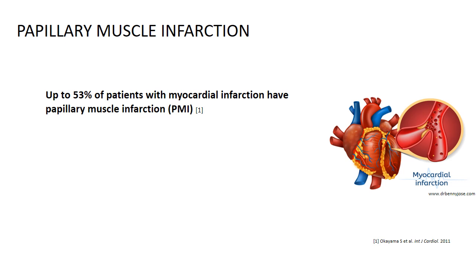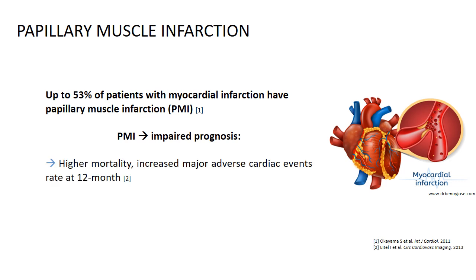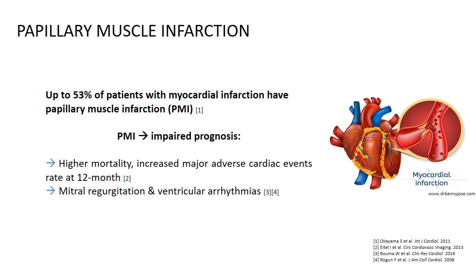Papillary muscle infarction concerns up to 1 out of 2 patients with myocardial infarction and involves an impaired prognosis, as it's linked with higher mortality and increased major adverse cardiac event rate at 1-year follow-up. It's also linked with mitral regurgitation and ventricular arrhythmias, or even rupture of the papillary muscle. So indeed, there is a real need for a fast, efficient and precise detection of papillary muscle infarction.